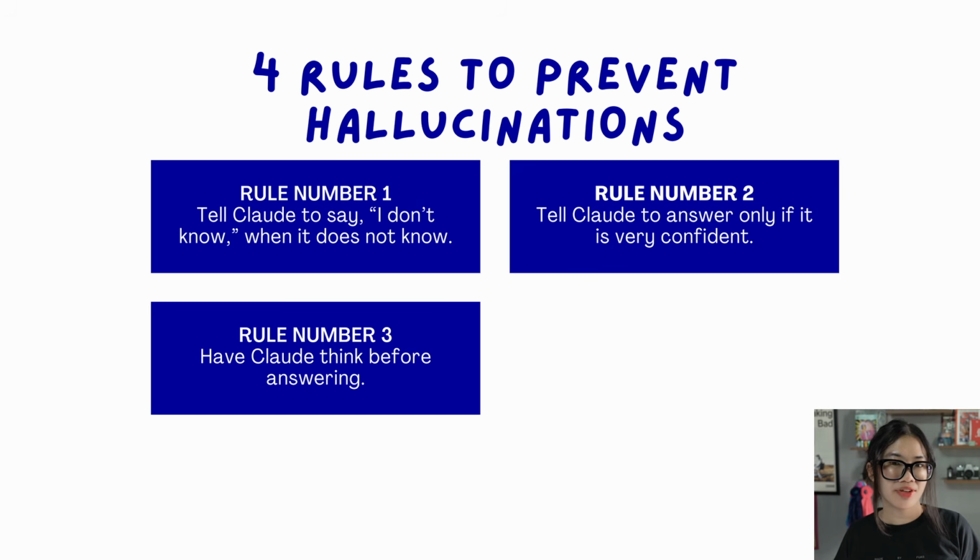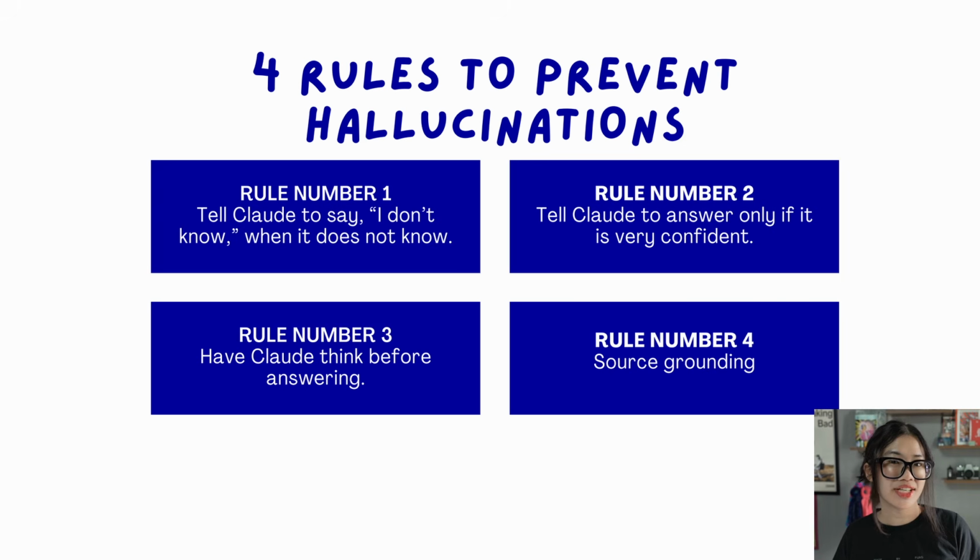The third rule is to have Claude think before answering. This does not mean we need a long hidden reasoning section. It means we give Claude a simple process to follow before the final response. For example, first, review the information. Then identify what is supported. Then identify what is missing. Finally, answer only based on the supported information. This makes the response more careful.